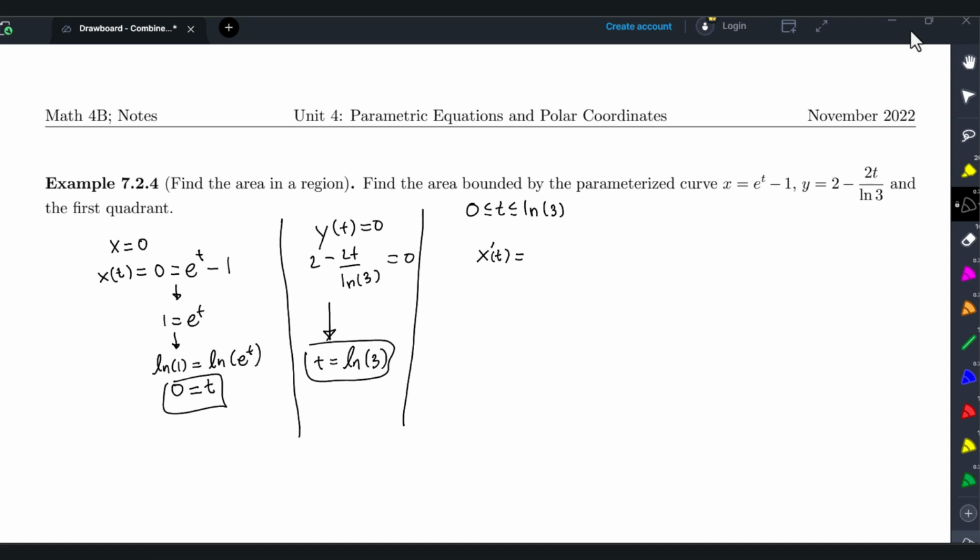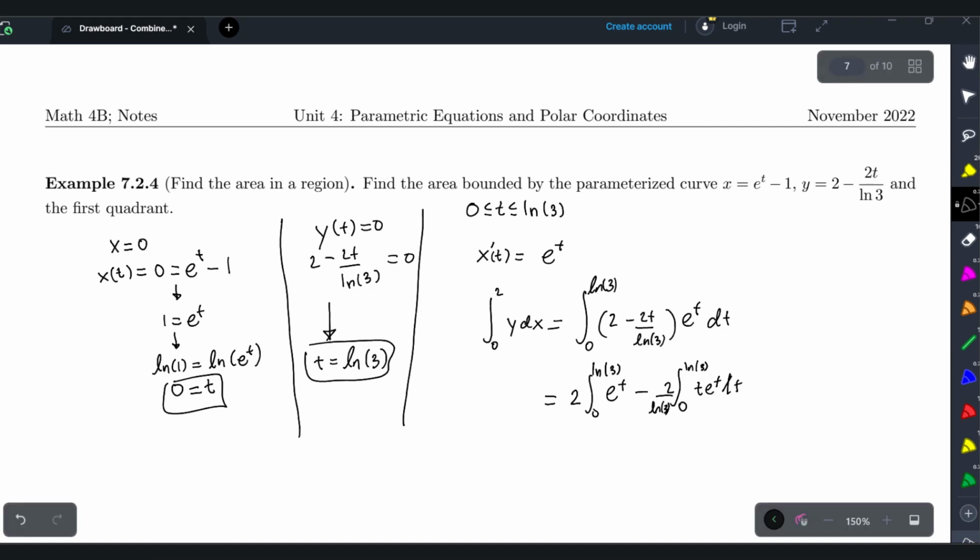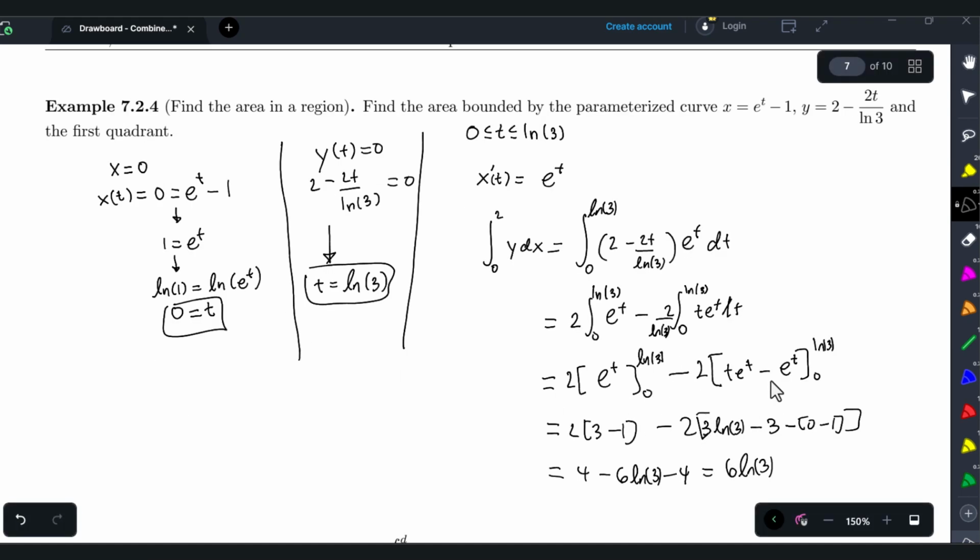I have to take the derivative so I can find the differential for my dx. Then I do my substitution according to the formula. We can evaluate these integrals, which gives us the following area. We had to use integration by parts for this particular integral.